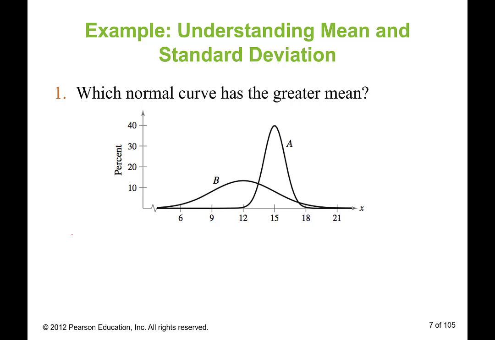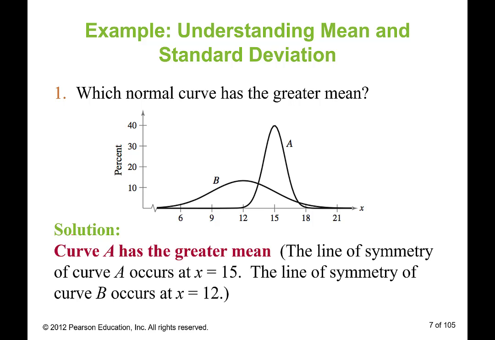So because this is my lecture, and because I have to ask you questions, I am going to ask you to look at this example, and I'm going to give you a pause. I want you to figure out which normal curve has the greatest mean, A or B. You ready? Okay, did you figure it out? The solution is A. Curve A has the greatest mean, because curve A has a mean right around 15, and curve B has a mean right around 12.